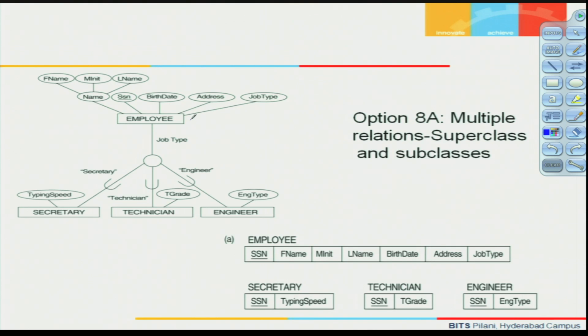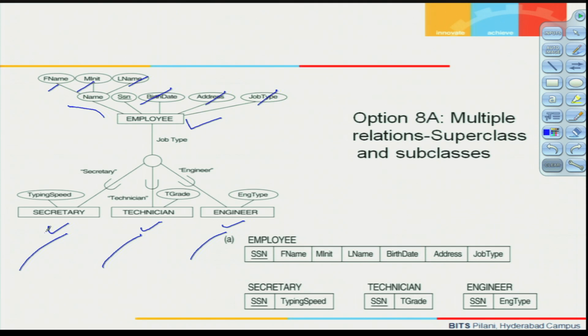In this example, this is the superclass entity type and these are the subclass entity types. In this example, it is about an employee. Employee has name, which is a complex attribute which has F name, middle initial and then L name, and it also has birth date and then address and then job type. Based on the job type, the employees are categorized into secretaries, technicians and then engineers.